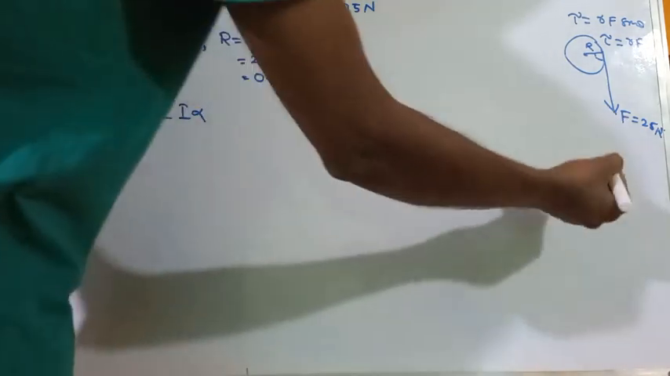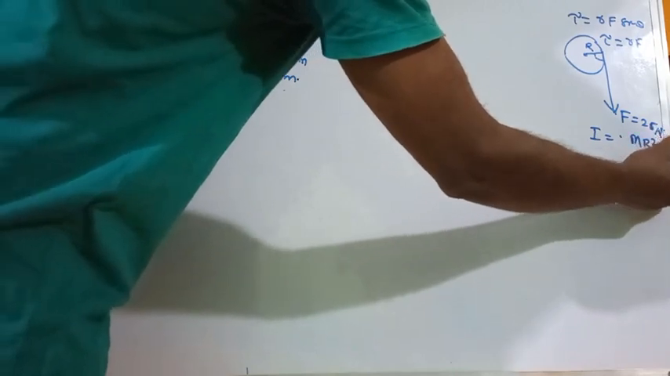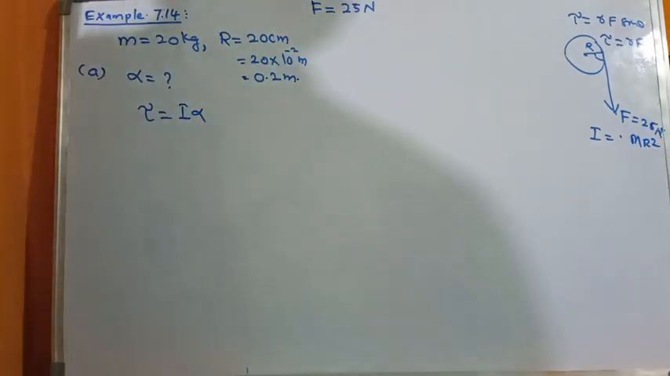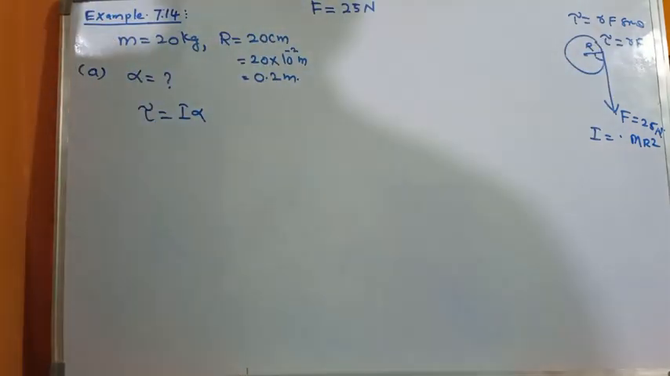Then I is the moment of inertia. We all know that it is m r square for a single particle. But it is not a single particle. It is a flywheel.